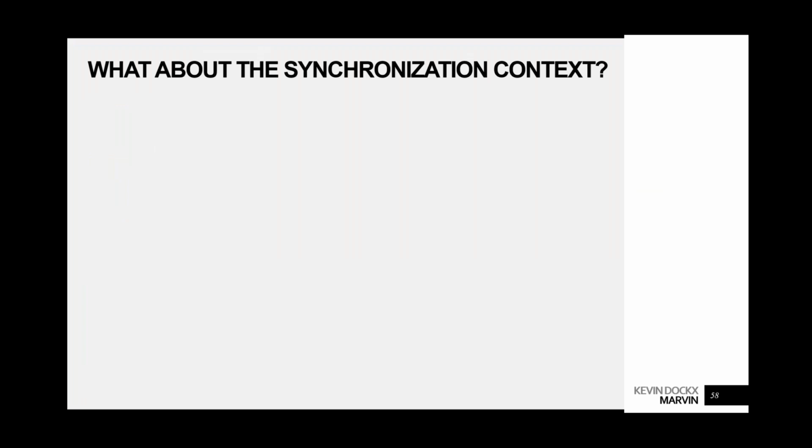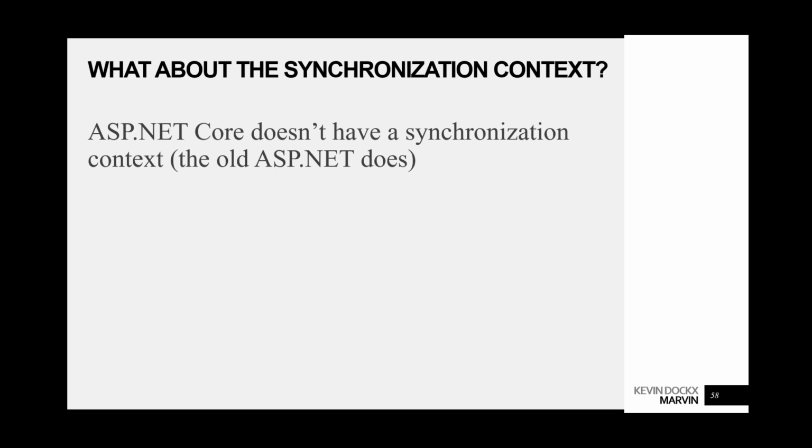So one of the questions that often gets asked, especially by people who've been using async await in the full .NET framework, is, well, what about synchronization? So this is a bit more advanced stuff. What about synchronization context? Well, there's very good news. ASP.NET Core doesn't even have one anymore. The old ASP.NET does. In ASP.NET Core, it's a thread pool context that's used for synchronization.